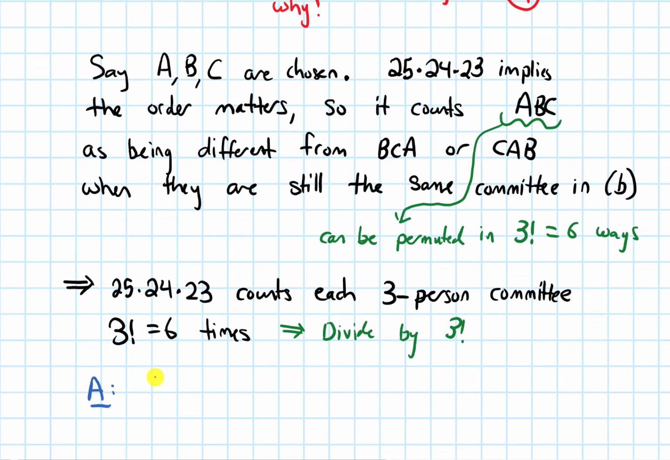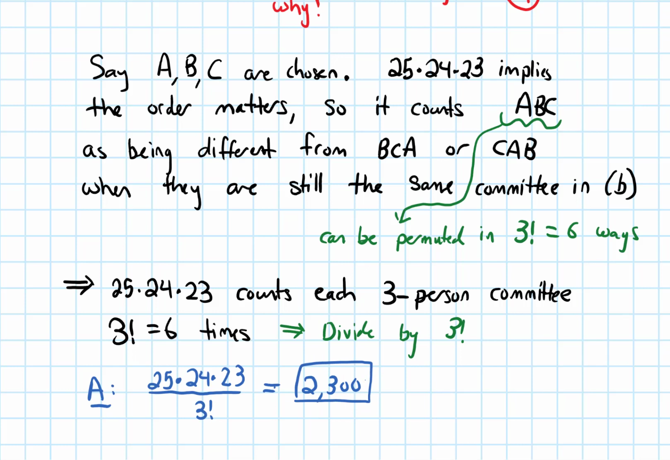So what we're going to do is take our initial count, 25 times 24 times 23, and divide it by 3 factorial. And if we work this out, this ends up giving us 2,300. And that's our answer.